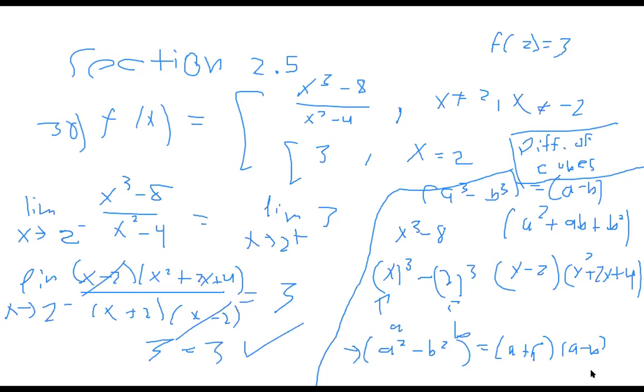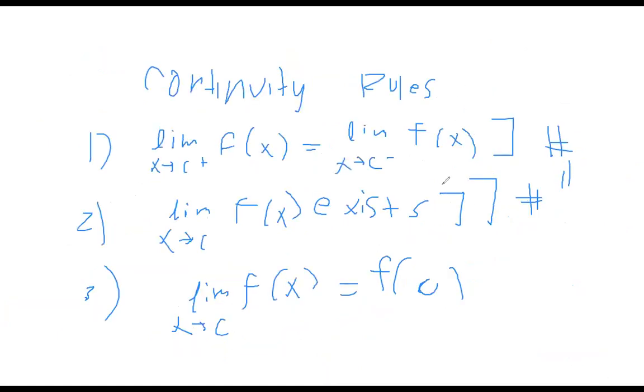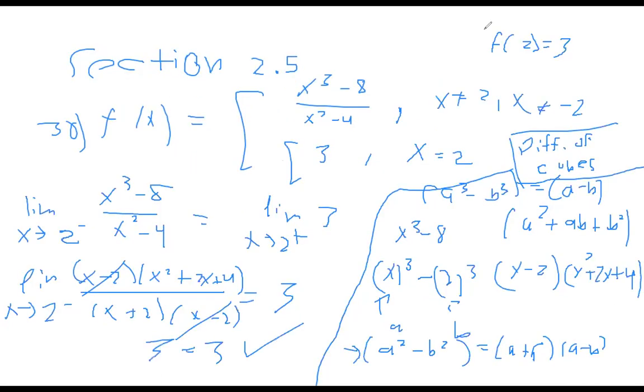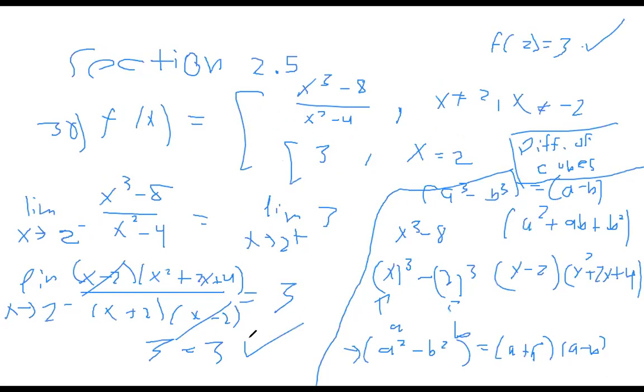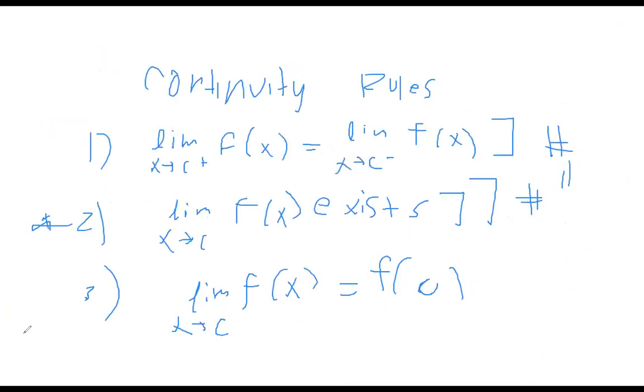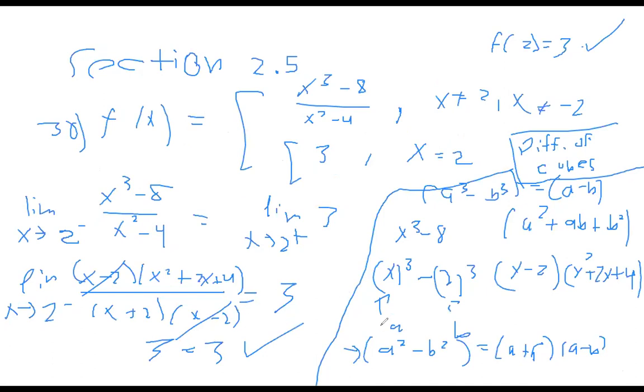So remember the continuity rules here. We said that f of 2 is 3. And then we found the right and left hand limits. They equal each other and they exist. So that's 3 equals 3, which is great. And then these two numbers have to equal each other. So that's what the third step is telling you. If you check this out, 3 equals 3. So this is continuous at x equals 2.